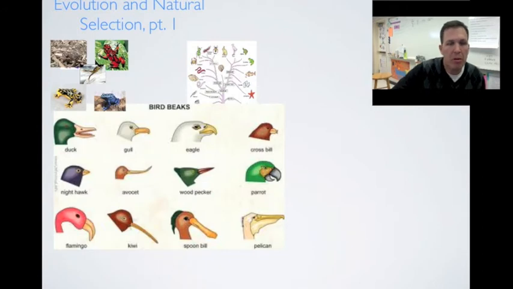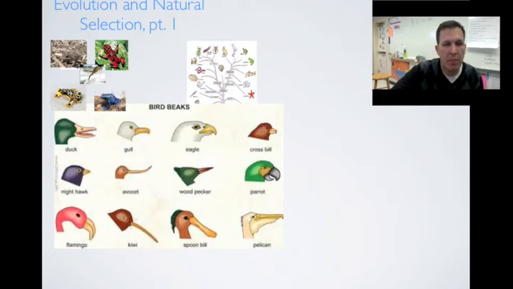Same thing would go with bird beaks. Look at all these different birds and their different beaks. Each beak has a different job. They eat a different type of food, or they use that beak for different purposes. But we know they came from common ancestors. They came from some birds that lived millions of years ago. So how did they change into such diversity?